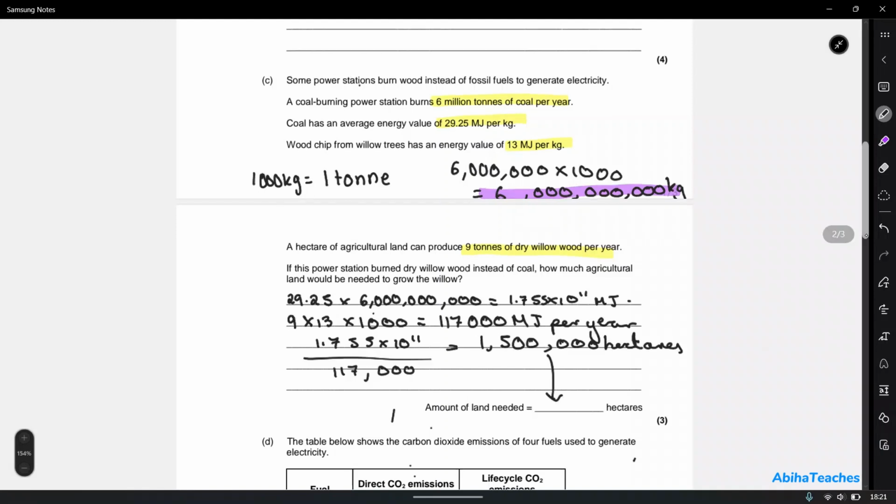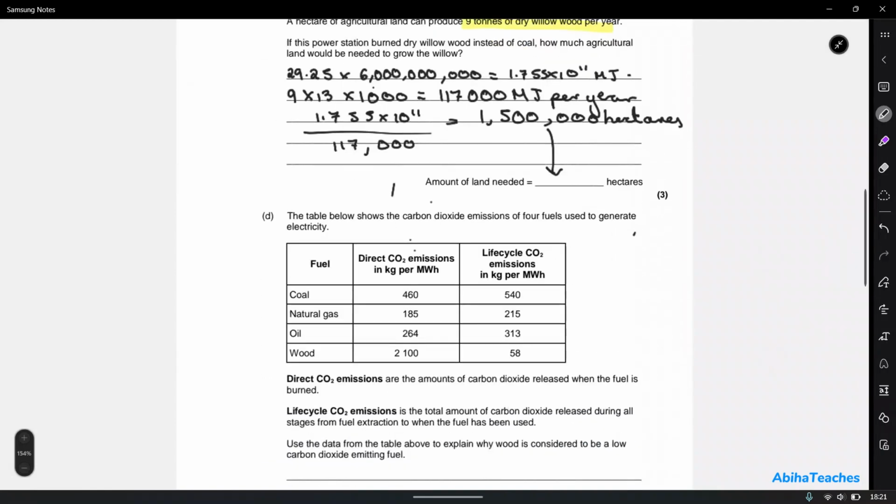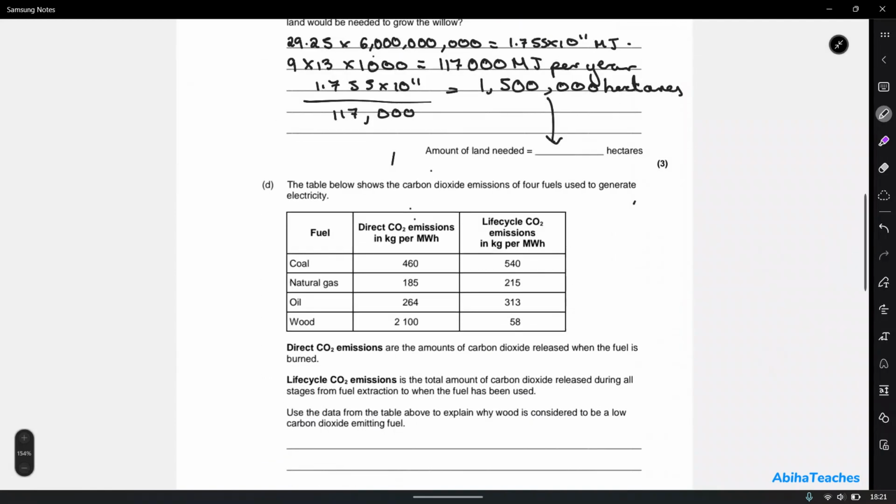Now for our next question, it gives us a table, and it says the table shows the CO2 emissions of 4 fuels used to generate electricity.